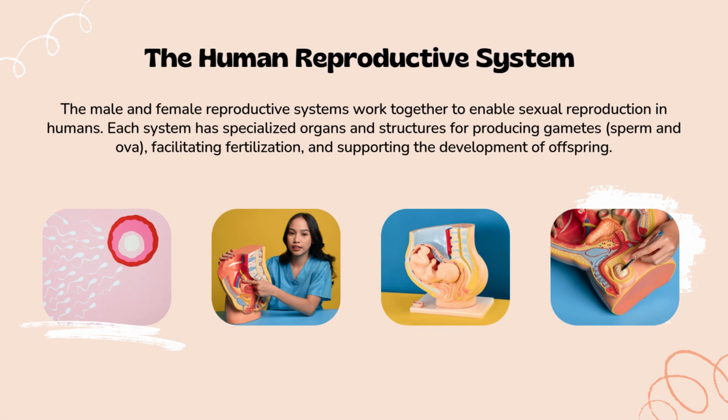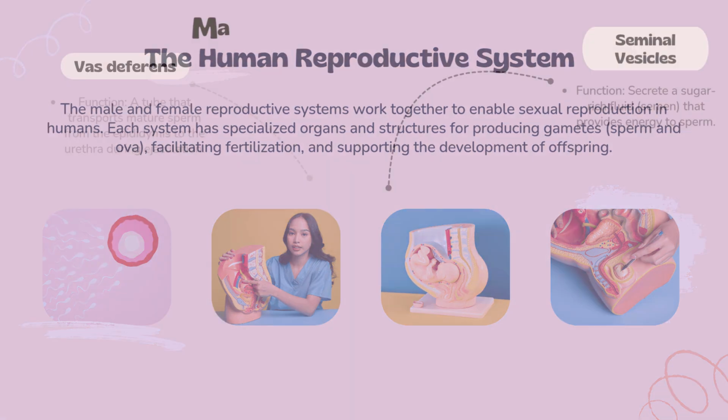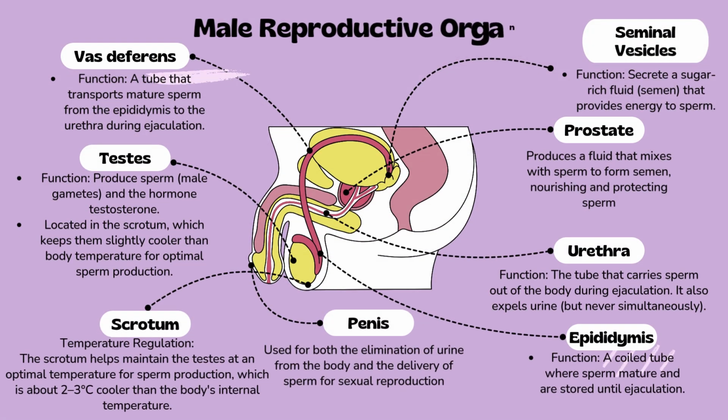The male and female reproductive systems work together to enable sexual reproduction in humans. Each system has specialized organs and structures for producing gametes, sperm and ova, facilitating fertilization, and supporting the development of offspring. Male reproductive system. The male reproductive system is designed to produce sperm and deliver it to the female reproductive system during reproduction. Key organs and their functions: testes, testicles, function, produce sperm, male gametes, and the hormone testosterone.